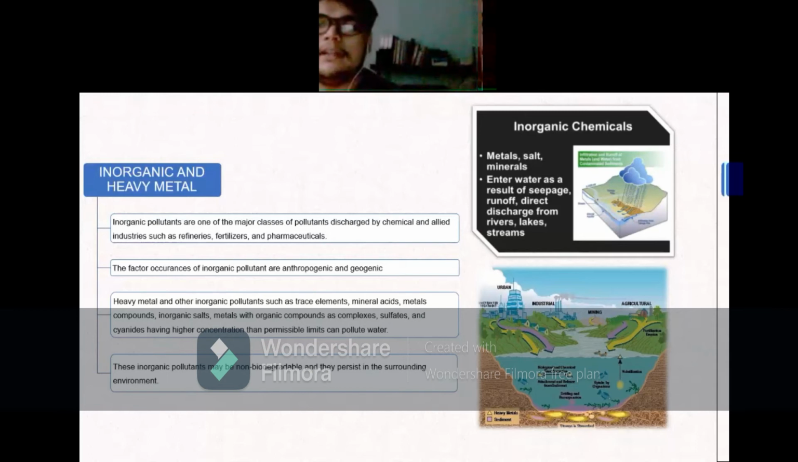There are two types of inorganic pollutant. First is anthropogenic, and the second one is geogenic. Anthropogenic is pollutant that originates from human activity. For example, from industry waste, heavy metal like mercury, and system to distribute drinking water like copper.